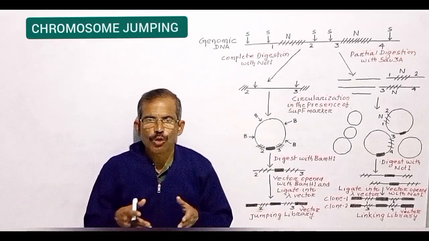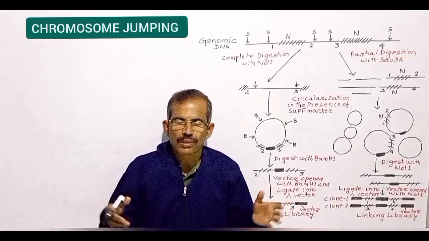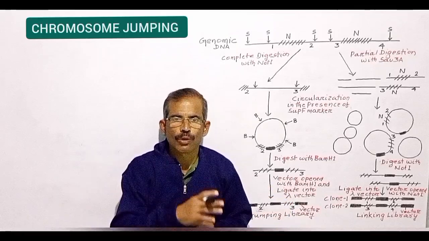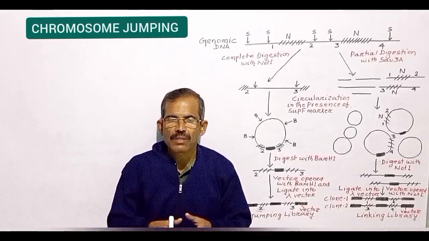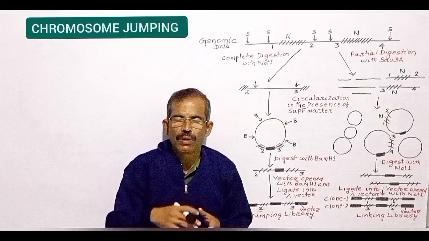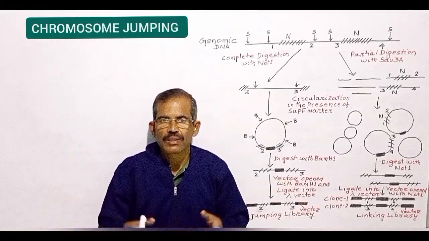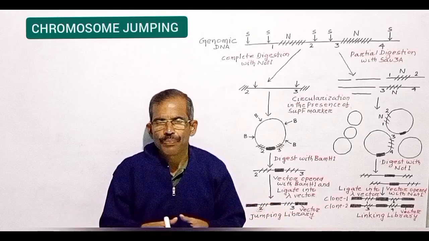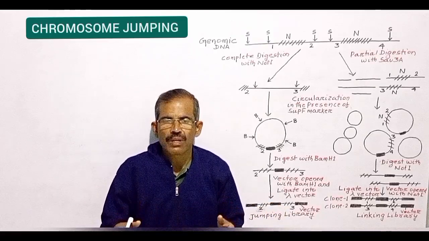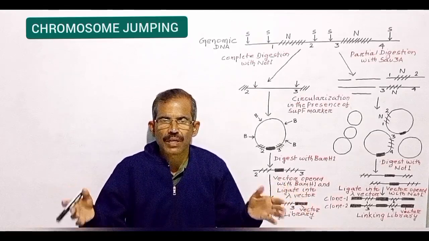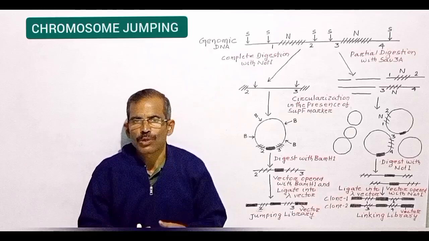By contrast, chromosome jumping allows researchers to move along a chromosome by bypassing or jumping over difficult to clone regions of DNA such as repetitive DNA. This jumping over is necessary to connect distant points on the chromosome.